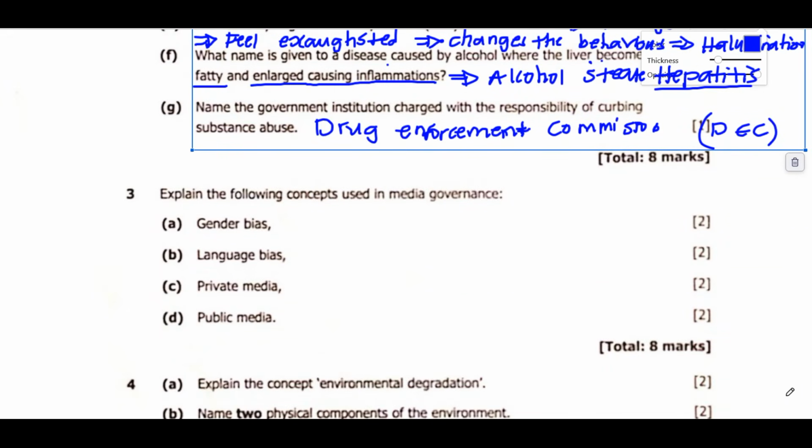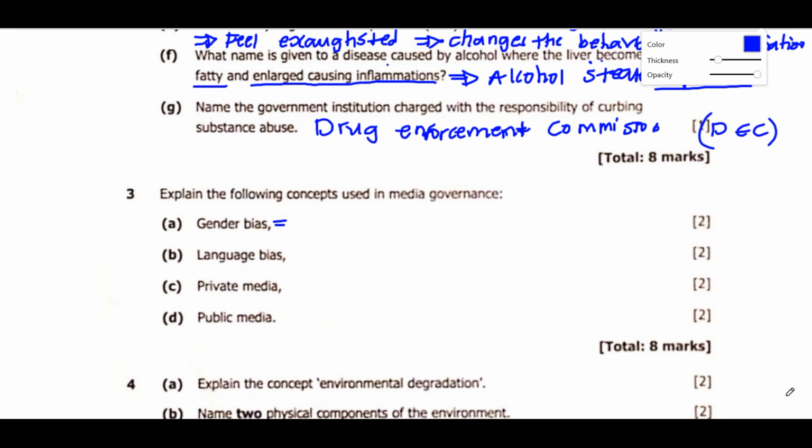So for question 3, explain the following concepts used in media governance. The first one is gender bias. We know what gender bias is. Bias simply means one thing is considered to be more prominent than the other, or is treated of higher value. So gender bias is where one gender is considered to be of higher value than the other gender in most cases. In the past, men were treated with more respect compared to women. So that was a gender bias.